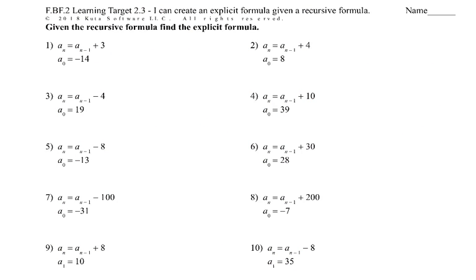Looking at question number 1, my start number is negative 14, my growth is plus 3, so that tells me it's arithmetic. So I go a sub n equals my start, negative 14, plus 3, because it's arithmetic. I just put the n right down there at the bottom. And that's all there is to it.